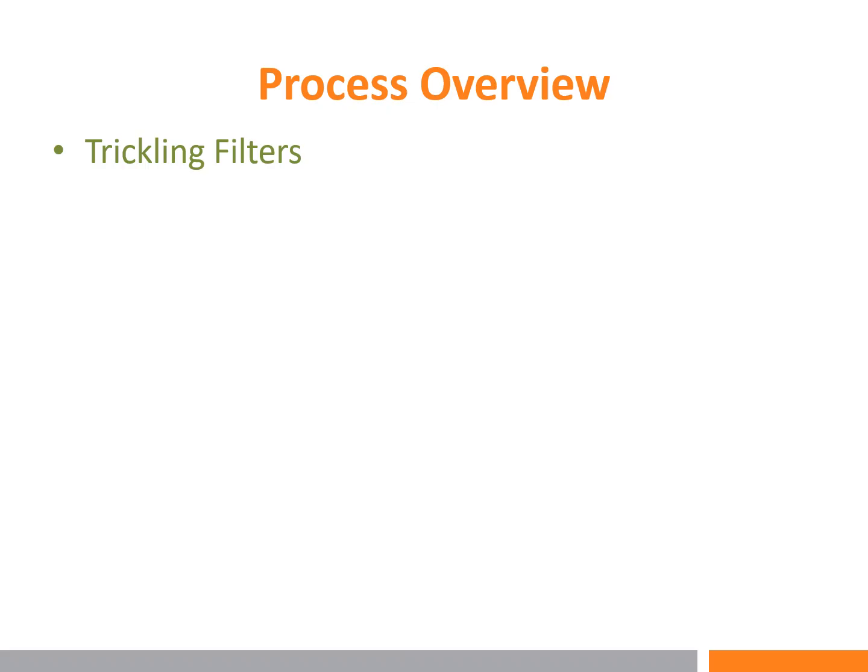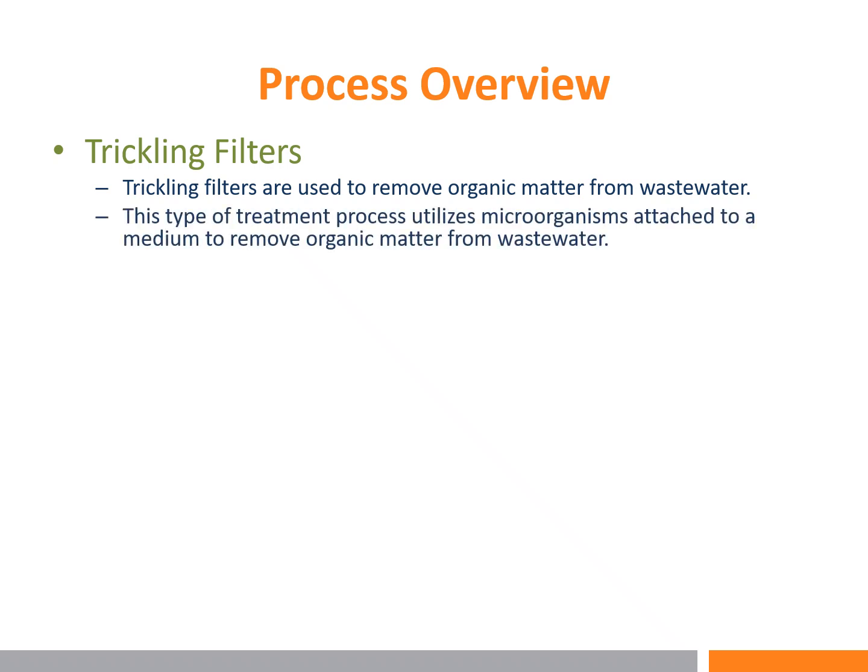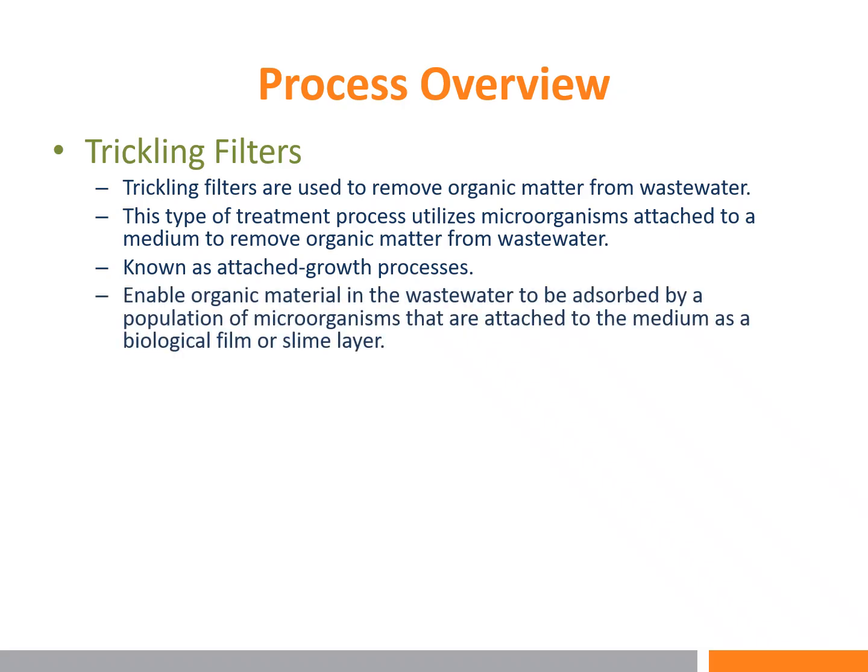Process overview for trickling filters. Trickling filters are used to remove organic matter from wastewater. This type of treatment process utilizes microorganisms attached to a medium to remove organic matter from wastewater, known as attached growth processes. This enables organic material in the wastewater to be absorbed by a population of microorganisms that are attached to the medium as a biological film or slime layer.